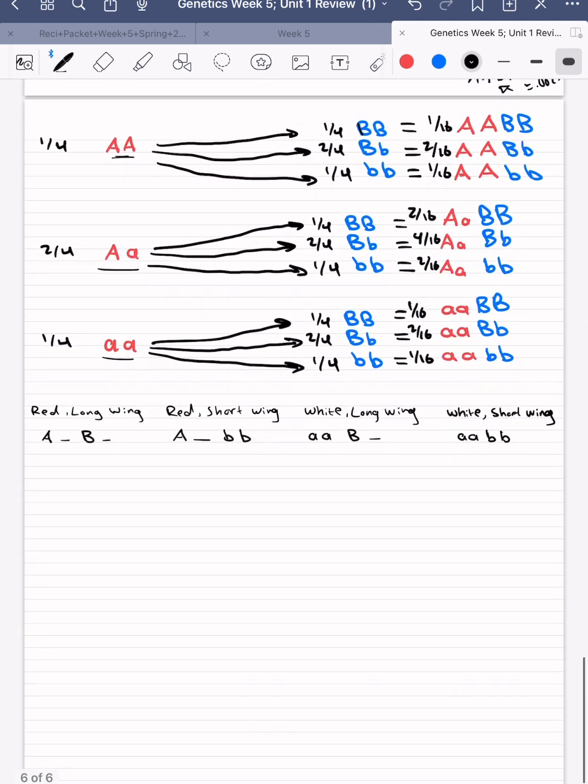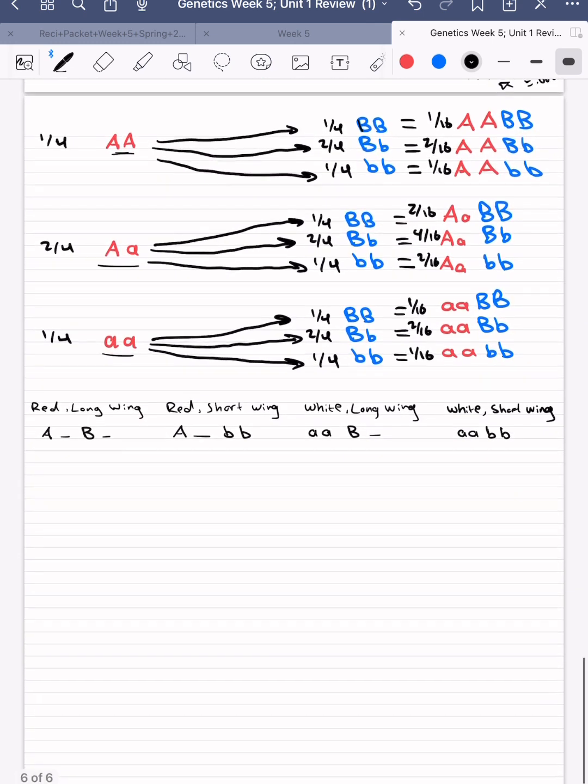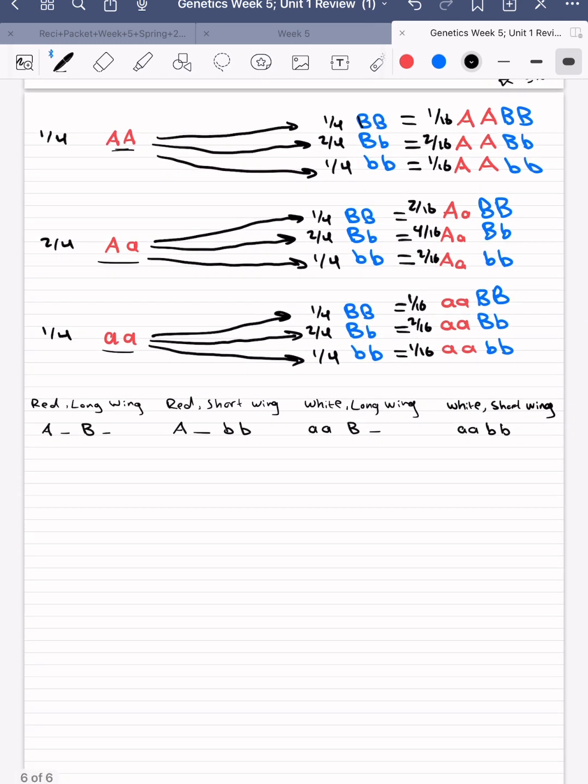But then they would ask you, for example, what's the phenotypic ratio of having an individual with red and long wings? We know that to be red, you have to have at least one big A allele. This right here signifies that the other allele doesn't matter. It could be either dominant or recessive. It won't have an impact because the organism is going to show the red phenotype. To have long wings, you have to have one big B because it's dominant. Likewise, the other allele doesn't matter.